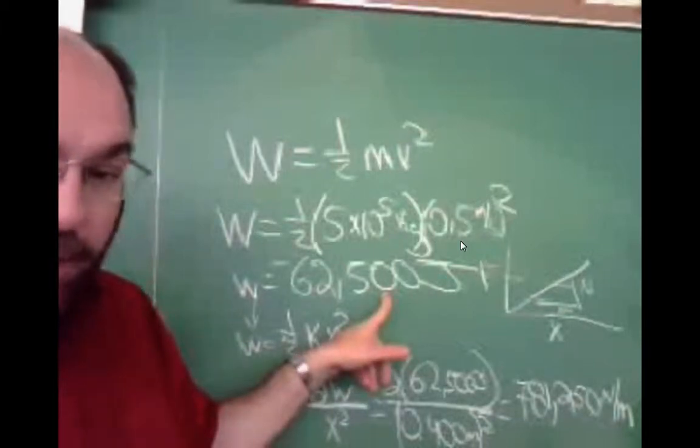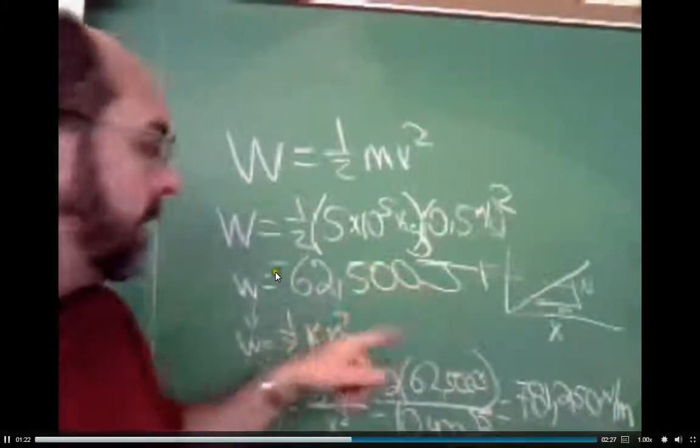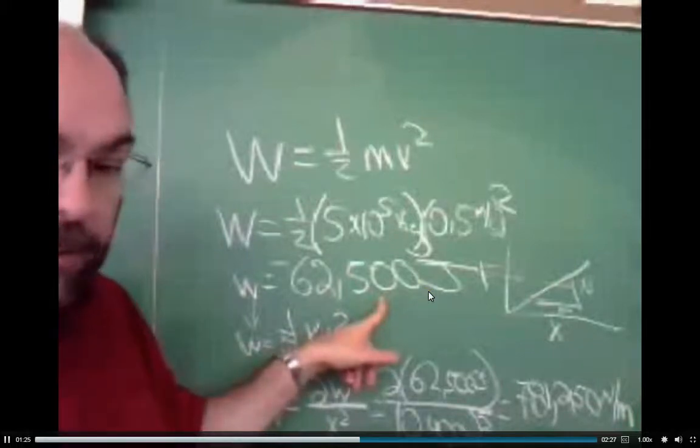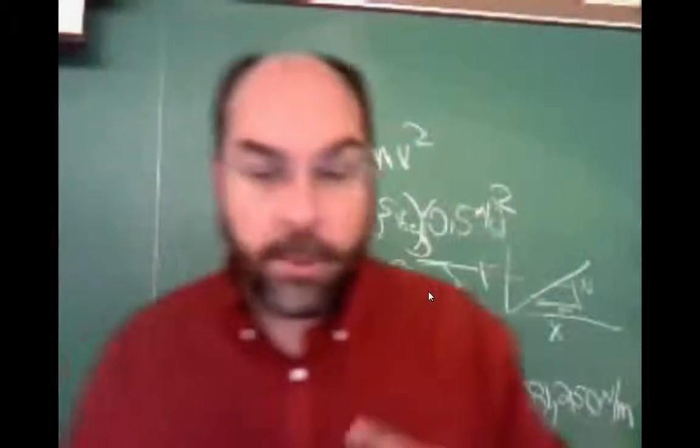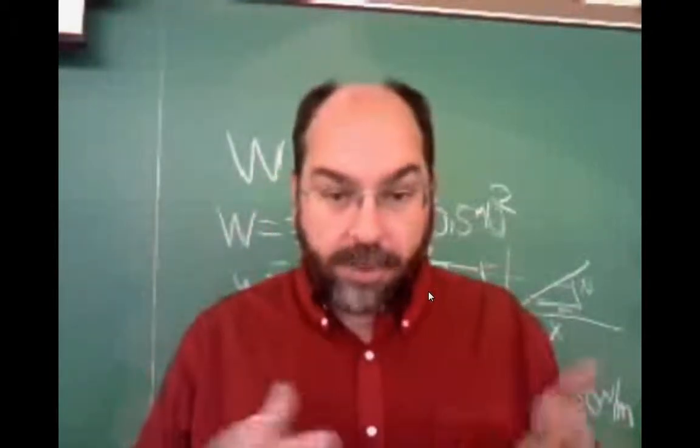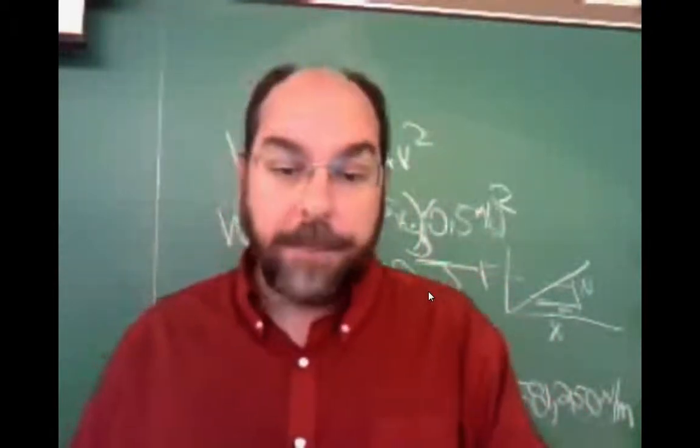So it's negative work that's being done on the train, negative 62,500 joules. It's a huge change in its kinetic energy. That is the work that is being done on the train to bring it to rest.